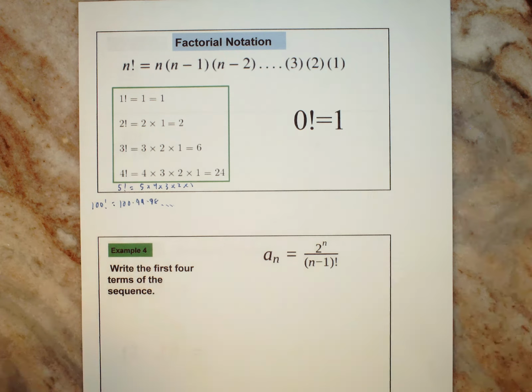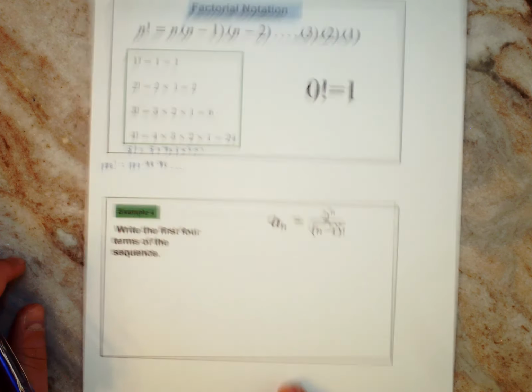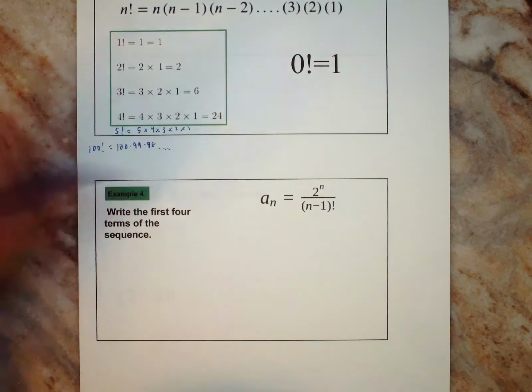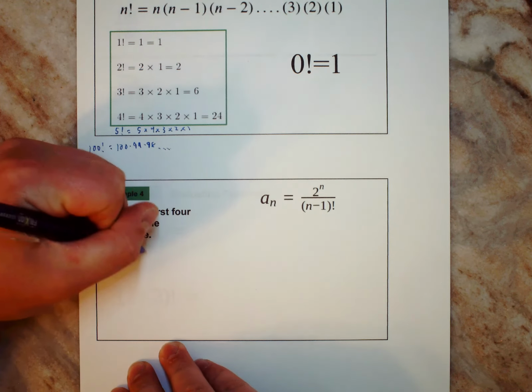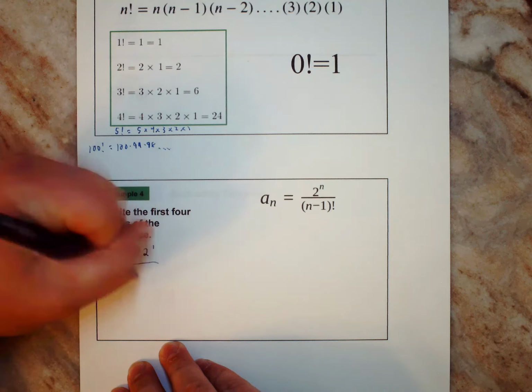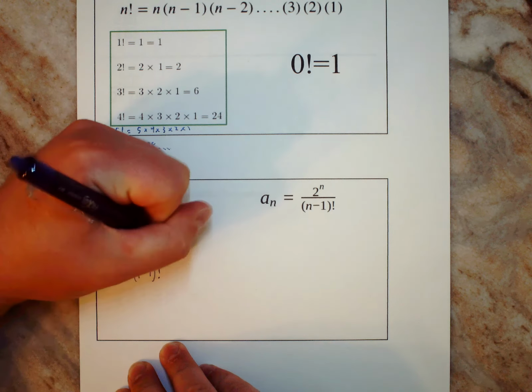And then you have 0 factorial, which is 1. So we're just going to use that concept to find the first 4 terms of the sequence. So factorial, it looks like an exclamation point, but it's the factorial. So let's do a sub 1. So a sub 1 is 2 to the first over 1 minus 1 factorial, which is 2.